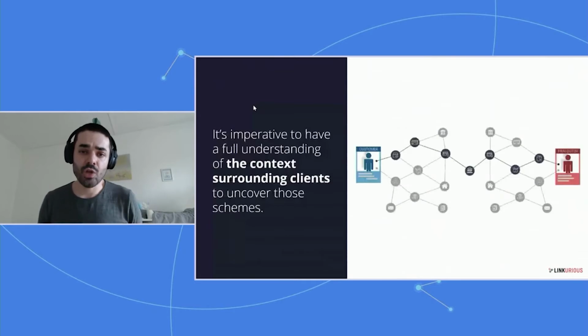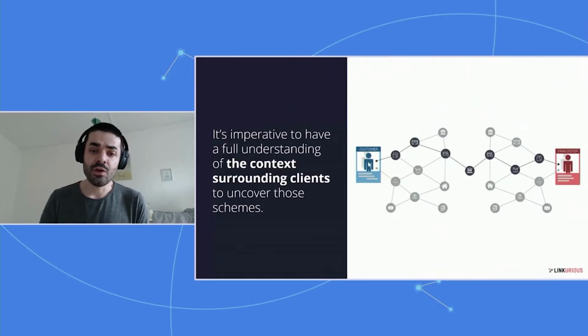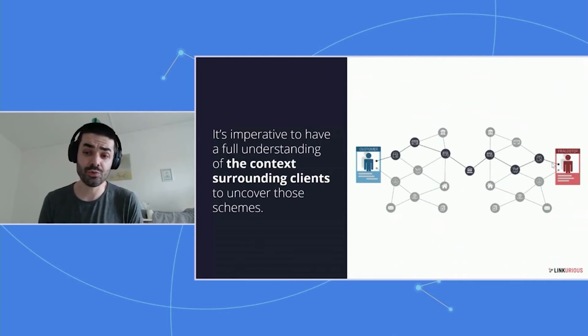What's interesting here is that the common thread in these different tactics is that it's imperative for anti-fraud teams to have a full understanding of the context surrounding their clients to be able to uncover those schemes, or at least stop them fast enough so that they can limit the cost. And here on the right, you can see an example of that. You have a seemingly good client, and when looking at that one client in isolation, maybe it will appear legitimate. But if you look at the broader context, you see that indirectly that client is actually connected to another fraudster. And by taking into account that context, these relationships, you can understand that the seemingly good client is actually a potential fraud risk.